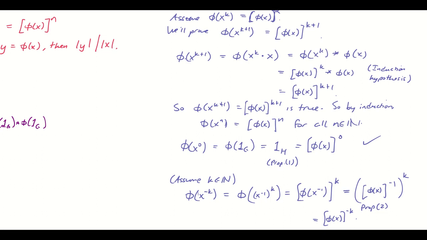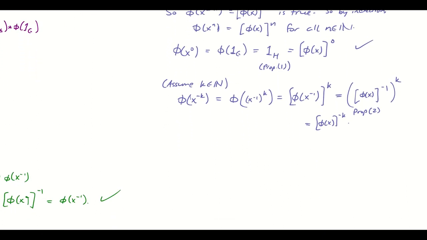All right, and finally, let's come back to property 4. Property 4 was about orders. And I think we were supposed to show that if phi of x equals y, and the order of x is finite, then the order of y has to divide the order of x.